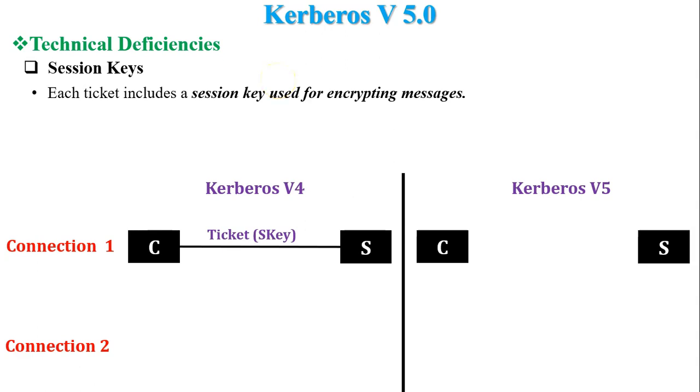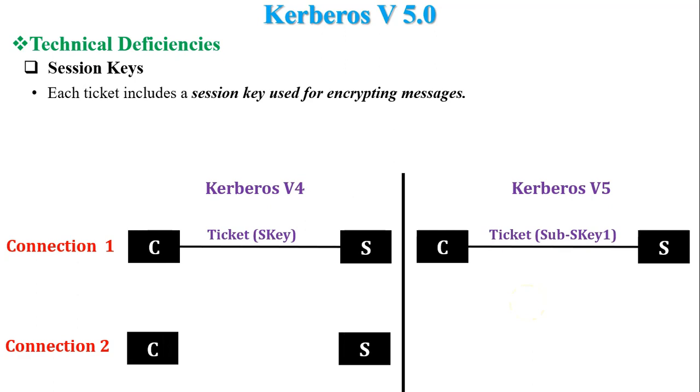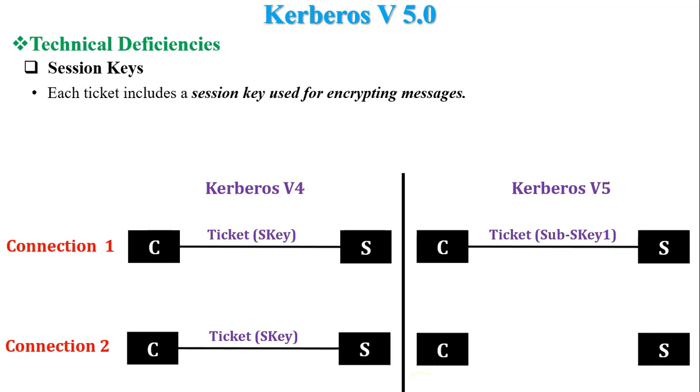Now in version 5, the client wants to access a service from the server and sends a ticket to the server. In the ticket, a sub-session key is included for the encryption of messages. The sub-session key is generated from the session key. Now in Kerberos version 4, the same client and same server want to communicate with each other. So again, the client sends a ticket to the server. The ticket includes the same session key which was used in connection 1 for encrypting the messages. Now in Kerberos version 5, the same client and same server want to communicate again. So the client sends a ticket to the server. The ticket includes a new sub-session key used for encrypting the messages.